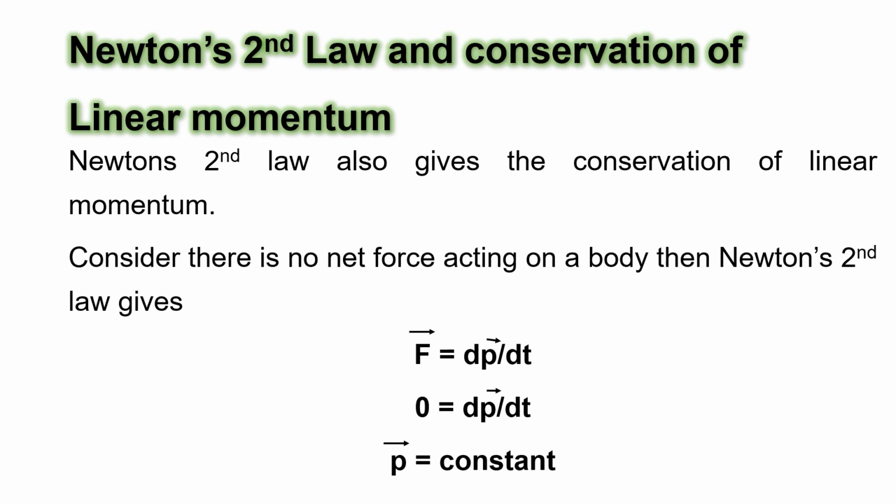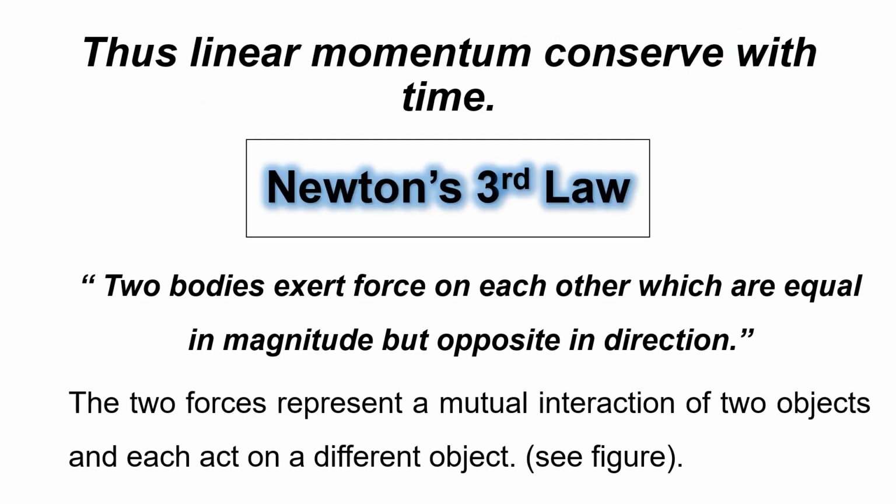Substituting the value F is equal to 0, that becomes 0 is equal to dp over dt, and here we integrate both sides with respect to time, and we get p is equal to constant. That shows that Newton's second law conserves the linear momentum. There is no change in the linear momentum according to Newton's second law. So we can say that the linear momentum is conserved with time. We have seen that linear momentum has been conserved with time after integrating.